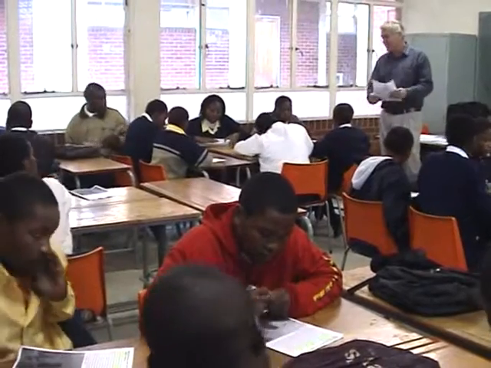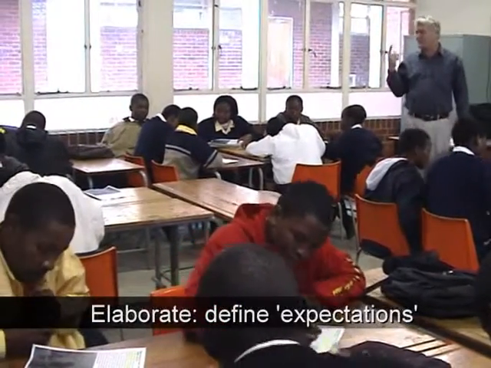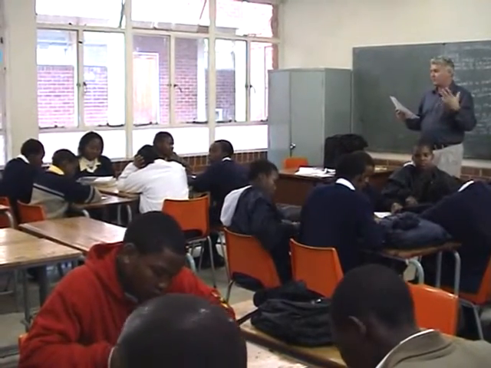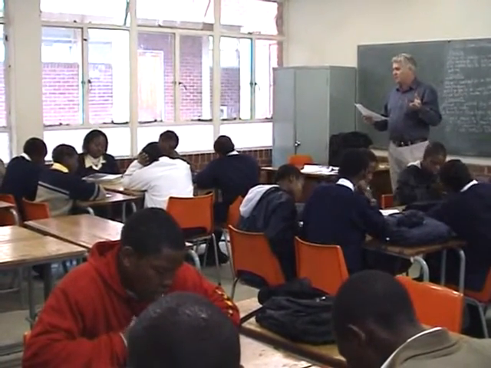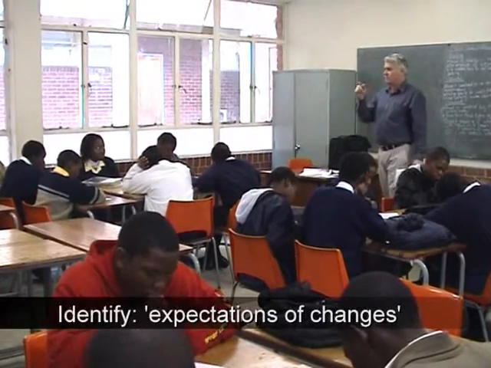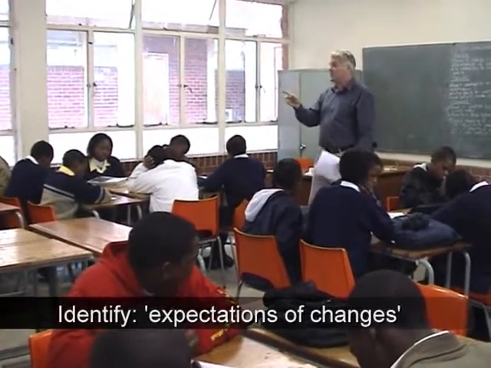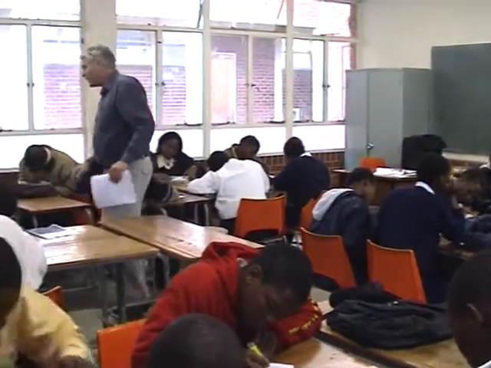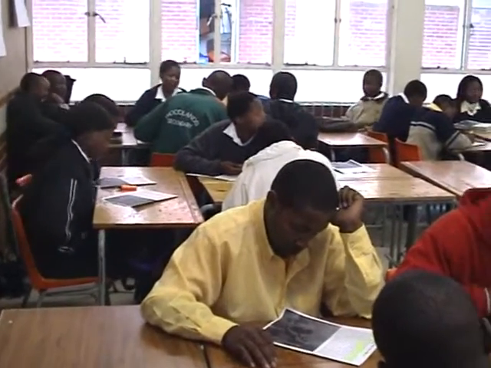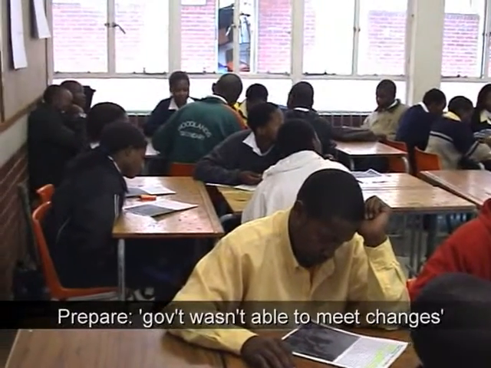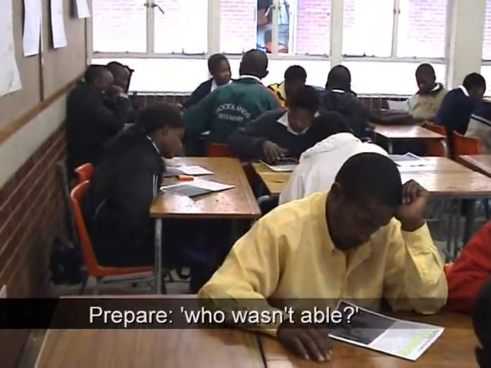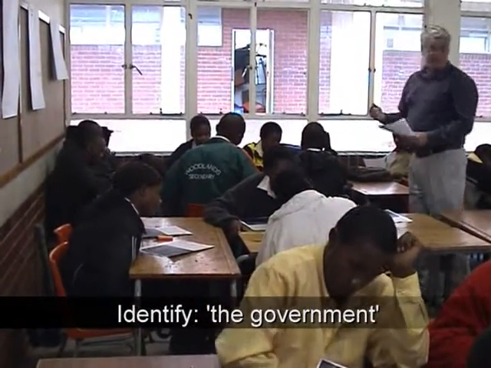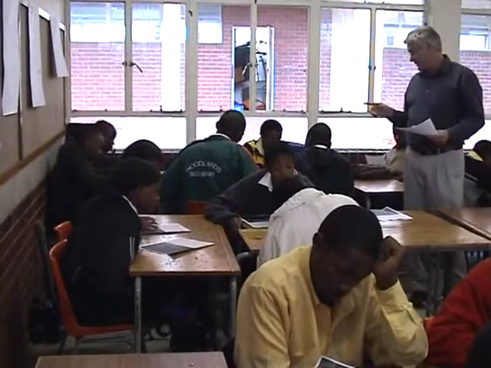Okay, let's do expectations. Expectations means they expected things to get better. And of course, it was the black people that expected things to get better, so it says expectations amongst black people, and it tells us expectations of what? Expectations of changes. That's right. Okay, let's do of changes. Just do the words of changes. Yeah. But the trouble is, and it's your guys too now, the trouble is that the government wasn't able to meet those changes. They didn't have enough money. So who wasn't able to meet the changes, to meet their needs? The government. Okay, everybody see government. Let's just do government.